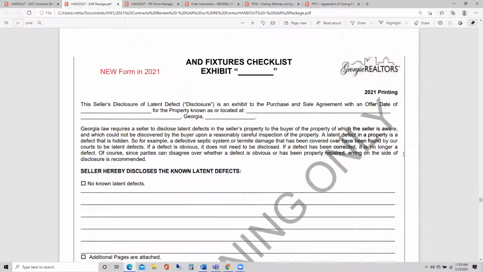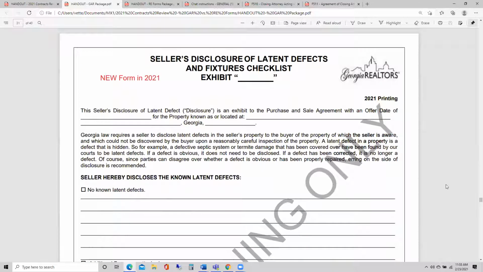And in essence, this is designed for sellers that do not live in the house. For example, a seller that has inherited the house, a seller that is an LLC, a bank that has taken the property back by foreclosure, an investor, though I think there are many investors that know more about the houses than some owner occupants. But nevertheless, regardless if a person has lived in a house or not, they are still bound by Georgia law to disclose any latent material defects.